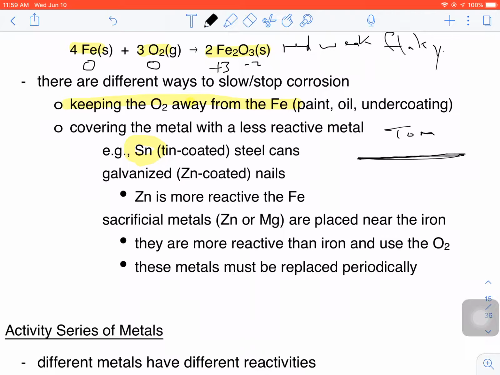Now, the problem with the tin is it only creates a barrier as long as it's intact. If I've got a leak in it, it's like having a leak in your tire. The tire will hold air until you've got a small hole, and the same thing happens here. I will have a good barrier, a good seal.